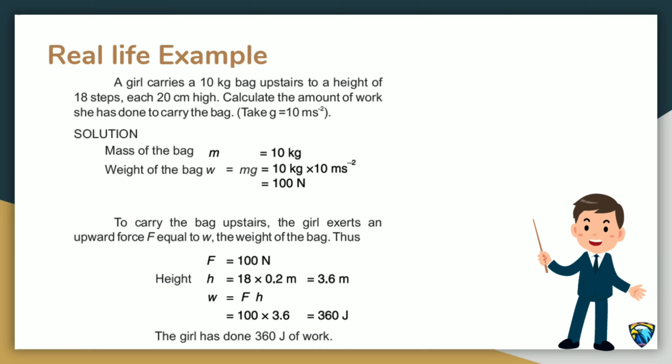To carry the bag upstairs, the girl exerted an upward force F equal to the weight of the bag. Thus, force became 100 Newton. Height equals to 18 multiplied by 0.2 meter. Because 20 centimeter is not in SI unit, we convert 20 centimeter in SI unit, it became 0.2 meter. Then put the values. The girl has done 360 joule of work.